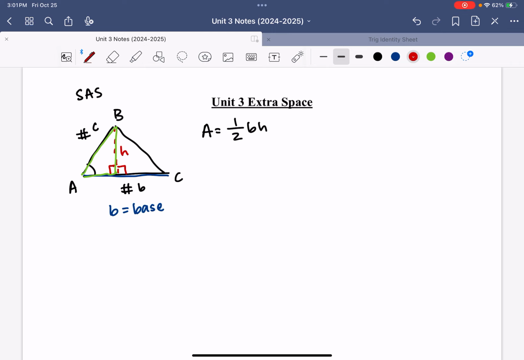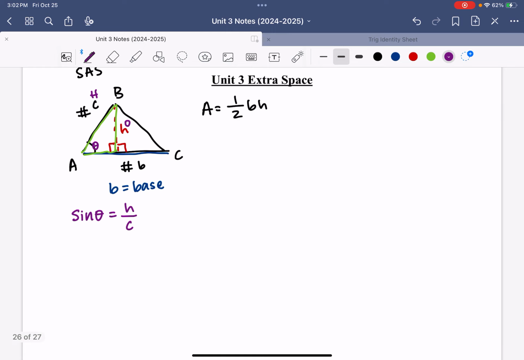If I set up a trig statement for this, I have my theta, this side would be my opposite, and I do have the hypotenuse across from 90. So I could say that sine of theta is equal to h, my opposite, over c, my hypotenuse. If I solve for h, I need to multiply c to the other side. So h is equal to c times sine of theta. In this case, b was my base, and we just solved for h. So the area of our triangle can be written as 1/2 b times c times sine of theta, and in this case, our theta was equal to A.